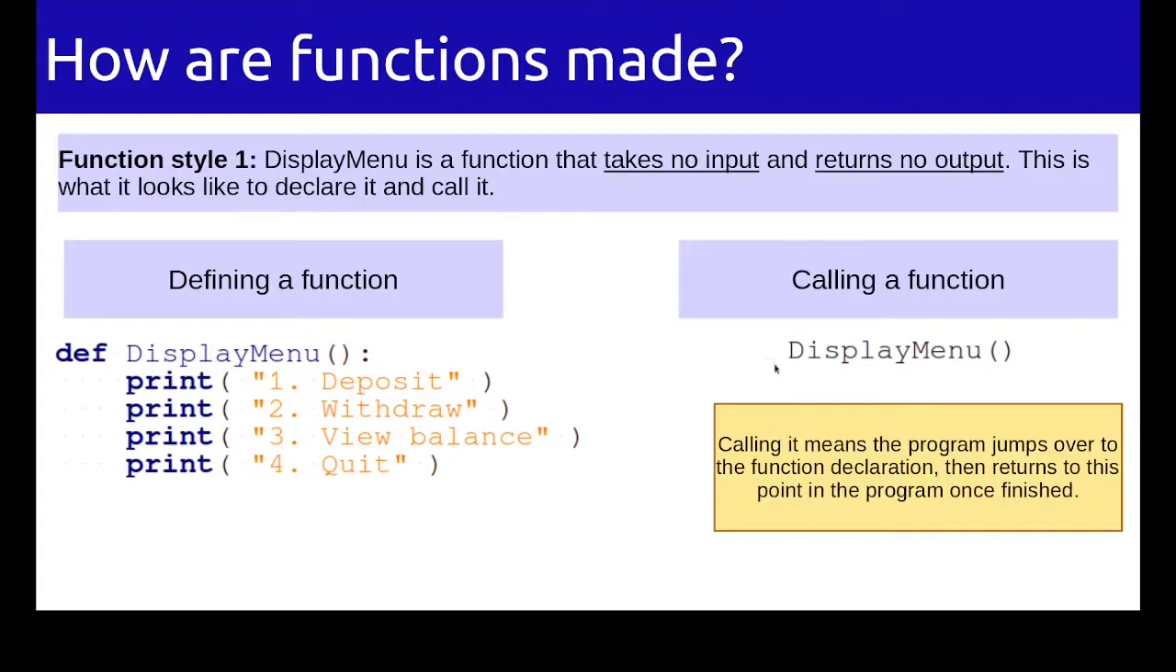And then calling it, we'll say display menu. We need to have those parentheses at the end. It's not returning anything, so this is all we need, the entire command, to just call that function. So calling the function means we're running in our program, we hit a function call, we jump over here, we execute this, and then return back to the program.